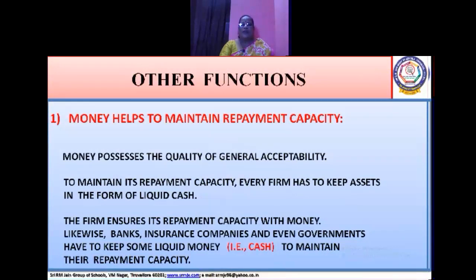Money helps to maintain repayment capacity. Money possesses the quality of general acceptability. To maintain its repayment capacity, every firm has to keep assets in the form of liquid cash. The firm ensures its repayment capacity with money. Likewise, banks, insurance companies, and even governments have to keep some liquid money, that is cash, to maintain their repayment capacity.